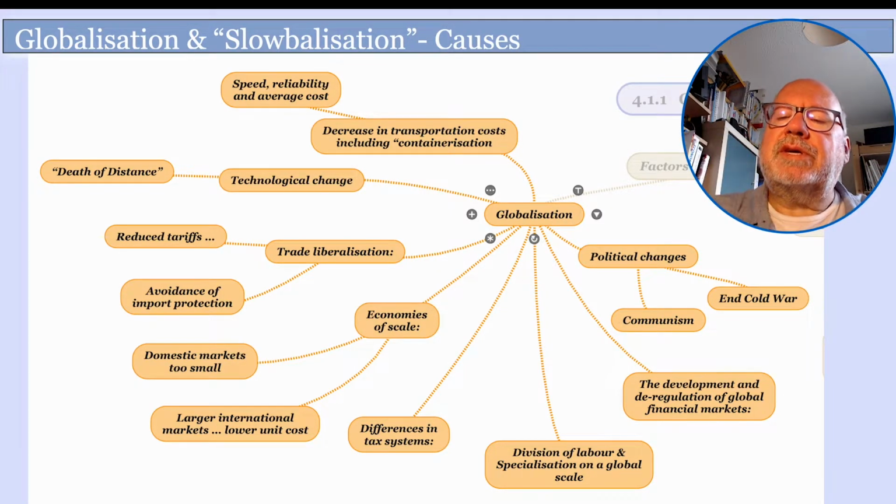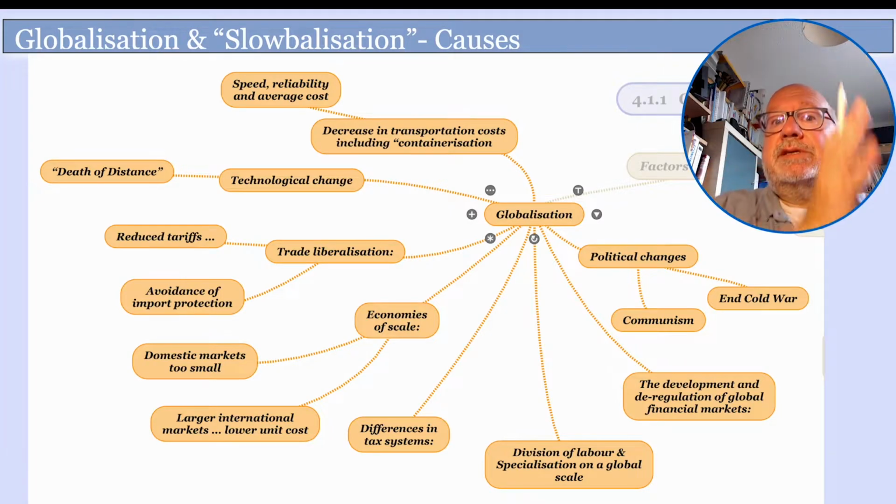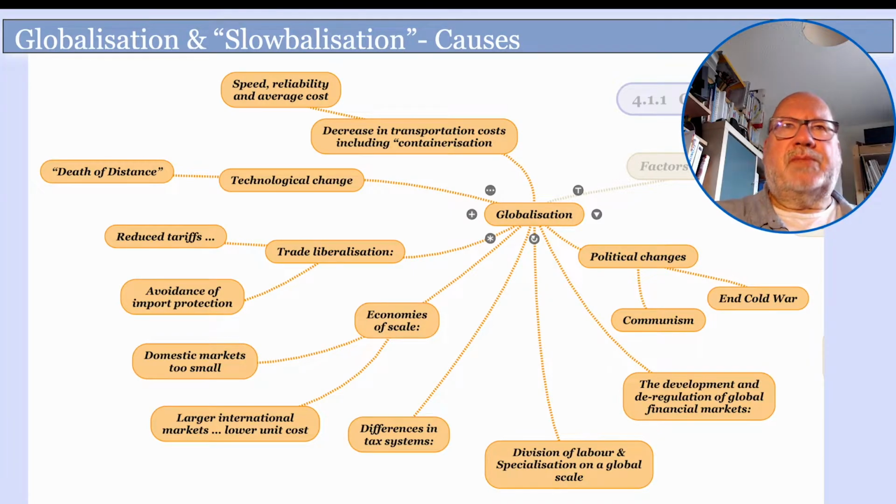So the first one is that one of the causes of globalization for many, many years now has been this decrease in transportation costs. This is containerisation. These are these big container ships on the oceans, and as these have come out and you can put your goods into a container, those ships are going to be more efficient, speedier, and reliable, and because they're going to be bigger, they're going to enjoy what we call economies of scale, which simply means that as a firm gets bigger, in this case as a ship gets bigger, it's going to enjoy lower average costs.